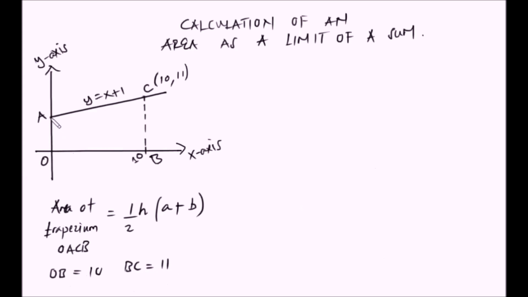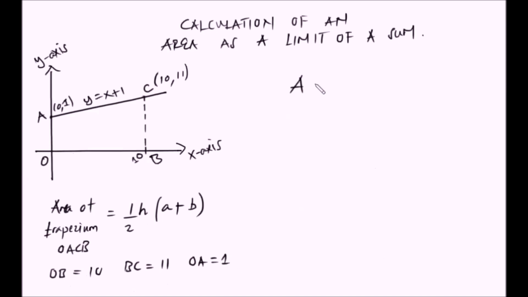Hapa sasa A, x coordinate yake ni 0, y coordinate yake maana itakuwa ni 0 plus 1, okay, kwa sababu na yenyewe ipo kwenye mstari y is equal to x plus 1. So it's 1. So 1 minus 0 kwa sababu hapa ni 0,0, okay? So 1 minus 0, you get OA is equal to 1.